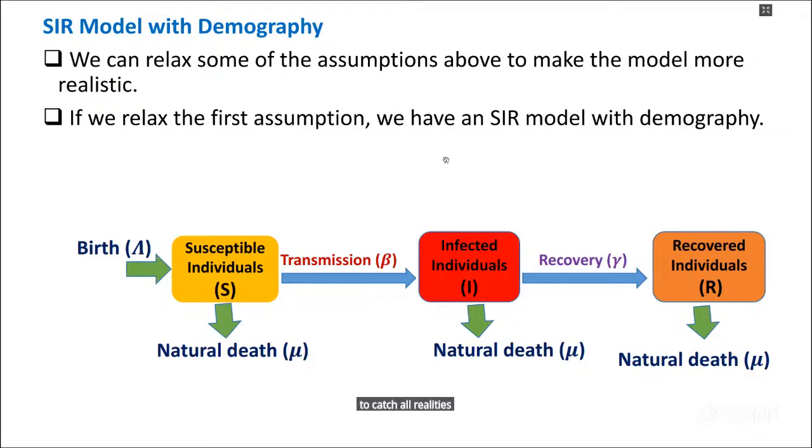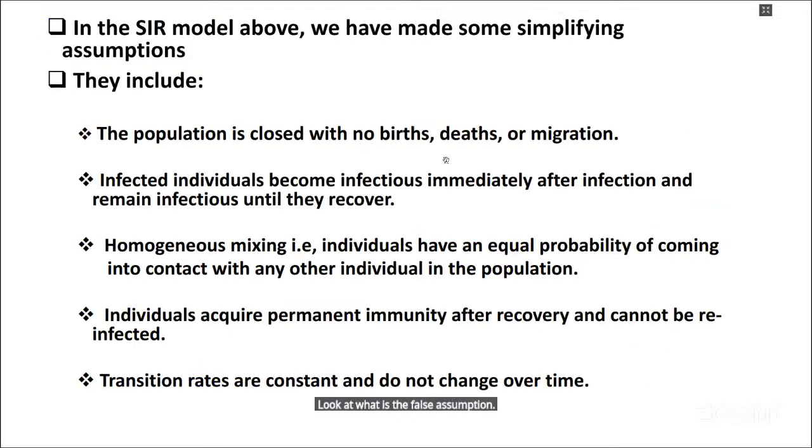Look at what the first two assumptions are. The first one is what? We have assumed that the population is what? Is closed, no births, no deaths, no migration. So we now want a model that has birth, that has deaths. Then we have also assumed that in the first one, once you get infected, you immediately become what? Infectious. We also want to relax this second assumption.